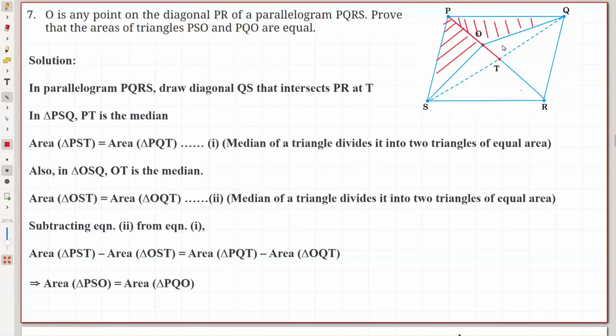We took the big triangle and the small triangle using the concept of median. A median divides the triangle into two equal areas, so the area of the big triangle minus the area of the small triangle gives the area of the shaded triangle.